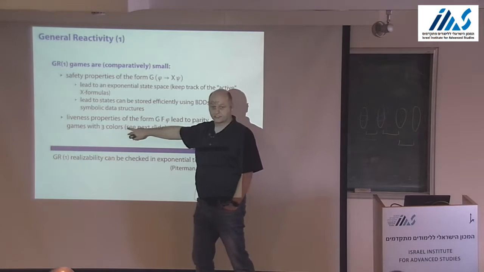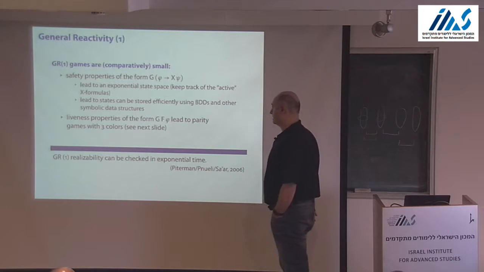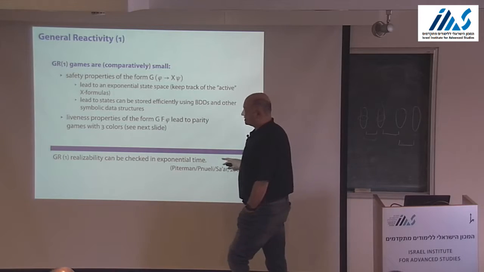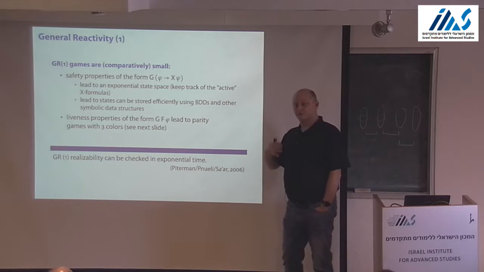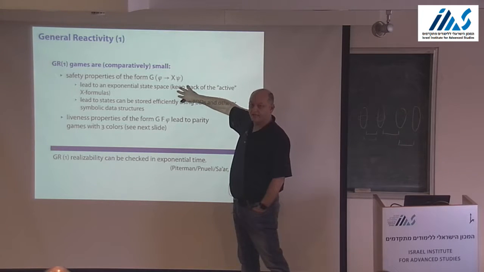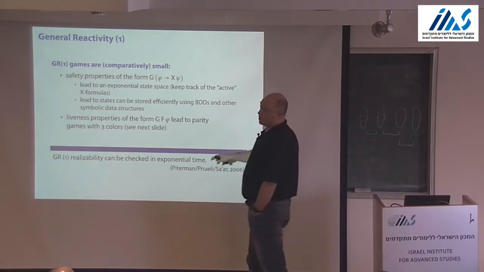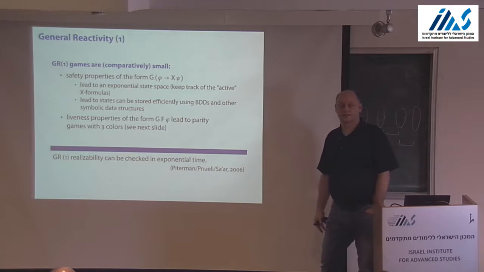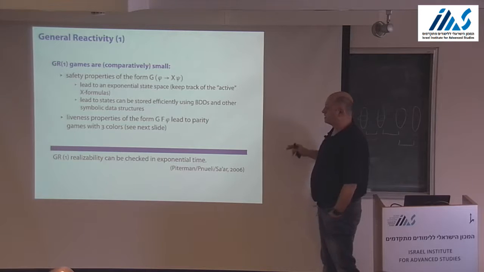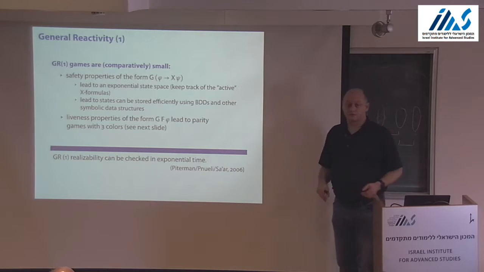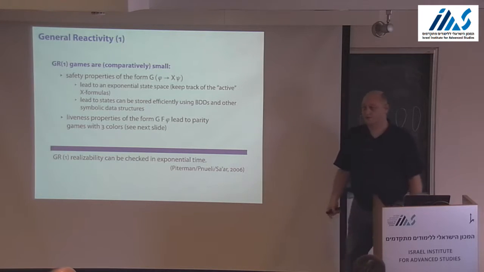Then we have liveness properties of this form, infinitely often something, and I'll show on the next slide that that leads to simple parity games with just 3 colors. So this is also comparatively simple. Overall, that gives you that realizability of GR1 formulas can be checked in exponential time, and if you consider the size of this graph as the input, then it's actually polynomial. So the slogan is that GR1 synthesis is polynomial time synthesis, which of course is a very catchy slogan, which has convinced many people, in particular also in robotics, to use this because it sounds much more feasible than doubly exponential.